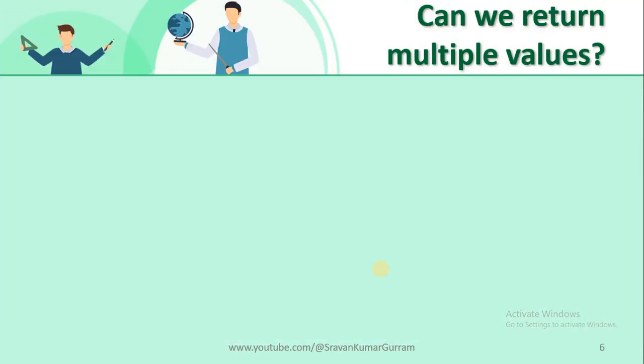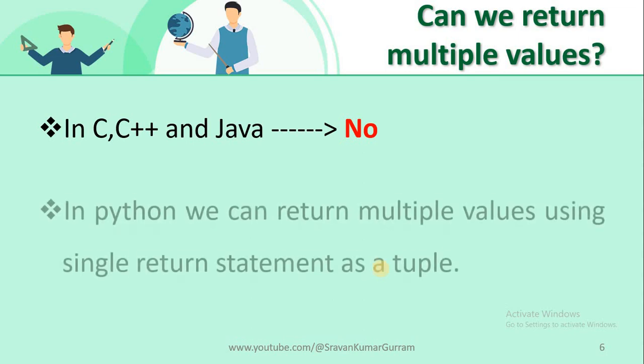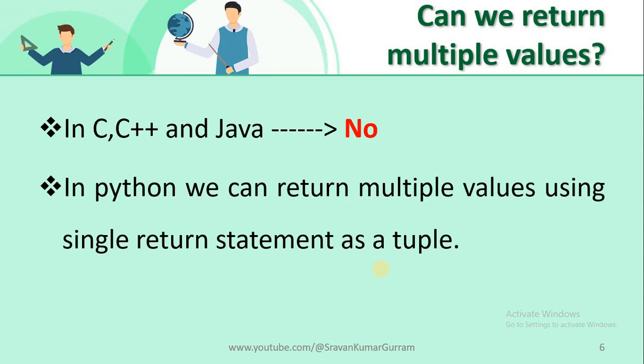Now very important point in Python is, can we return multiple values by using a single return statement? Coming to C, C++ and Java, the answer is no. In C, C++ and Java, we cannot return multiple values by using a single return statement. But coming to Python, we can return multiple values using a single return statement. And those multiple values will be returned in the form of the tuple data type. Already we covered what is tuple and properties of the tuples.